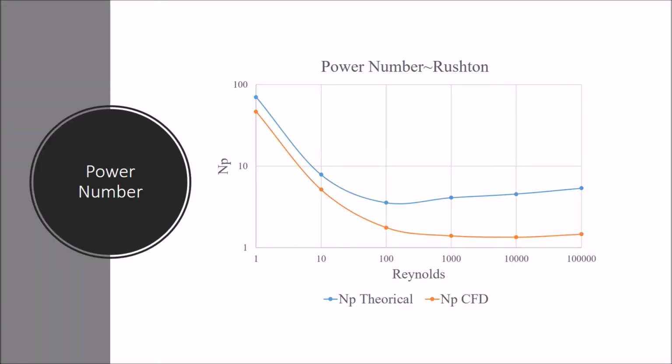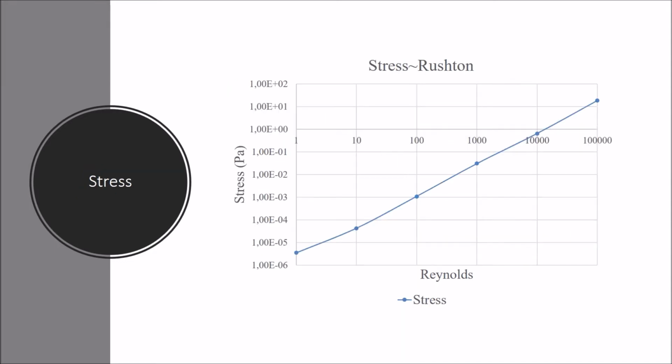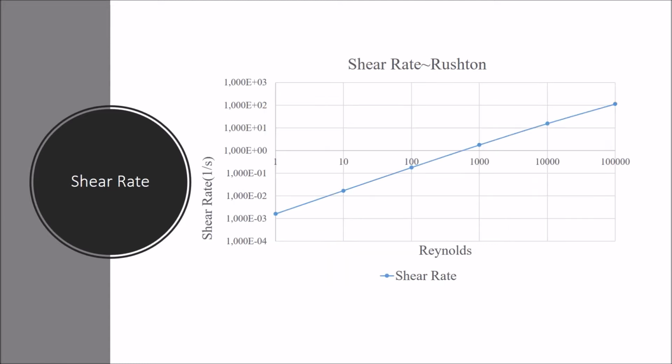And we got the power number compared to the theoretical. As you can see, they are almost the same, with an error of 10%. The stress increases as the Reynolds number increases, and that can be seen here.